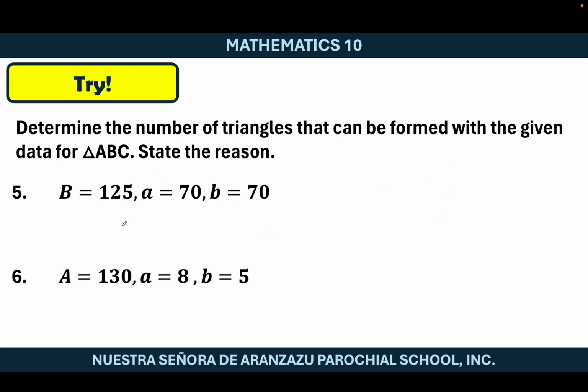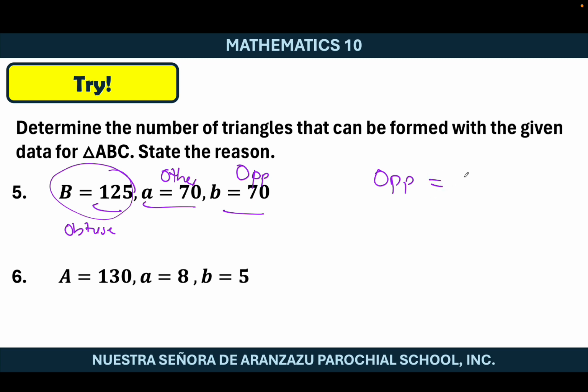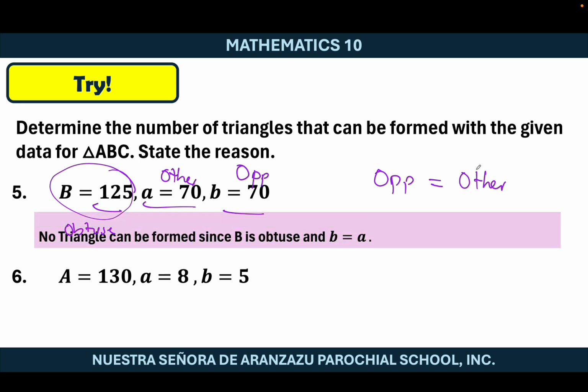Next, angle B is 125, side A is 70, side B is 70. Now, what have you observed on the given angle? This is obtuse. So, if this is obtuse, it is easy to compare. Okay, just look at the two. What is the opposite side here? This. And this one is the other side. Since the opposite side is equal to the other side, therefore, how many triangles will be formed? Okay, very good. No triangle. So, that's impossible.